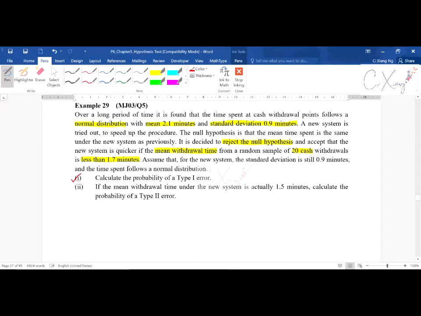Okay, so first of all, usually when you want to calculate the type 1 and type 2 error, I prefer students to write out the null and alternative hypothesis first. All right, so what is the null hypothesis in this case? You have mu equals 2.1 minutes. And for the alternative hypothesis, because they want to test whether the new system is faster, is quicker, that means they want mu smaller than 2.1 minutes. All right, so this is your null and alternative hypothesis.